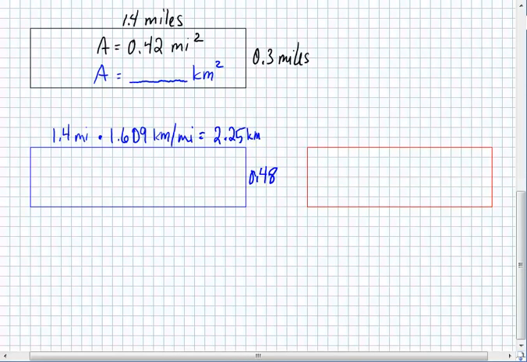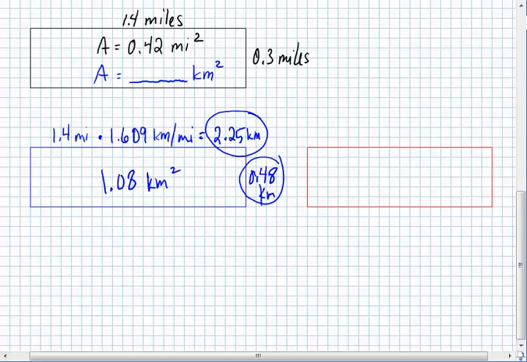Okay, well, if we multiply the miles dimensions, length and width, by 1.609, which is a conversion factor from miles to kilometers, then we get 2.25 and 0.48 kilometers. And so we can just multiply those together to get the area, and you get 1.08 square kilometers. But it's the same conversion for both the length and the width. In other words, I just multiplied the length by 1.609 and then the width by 1.609.